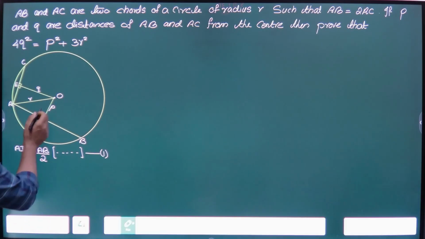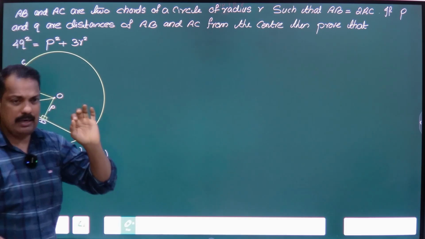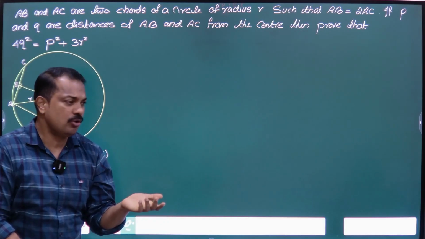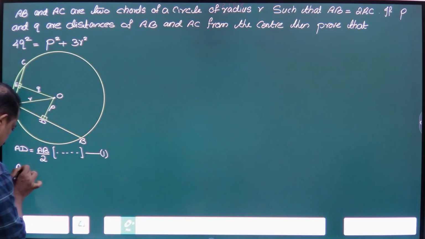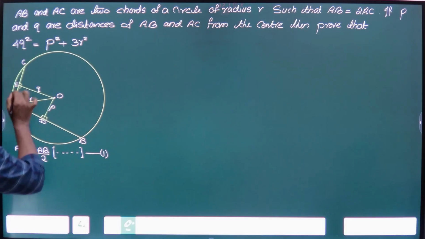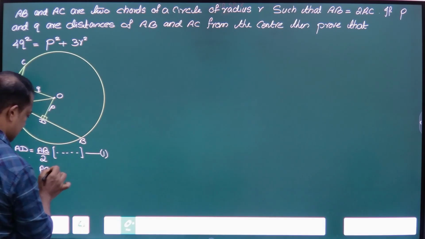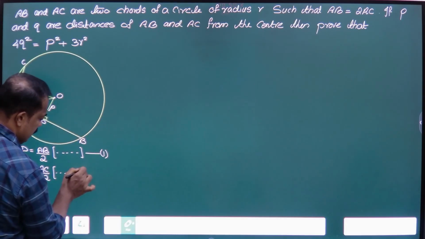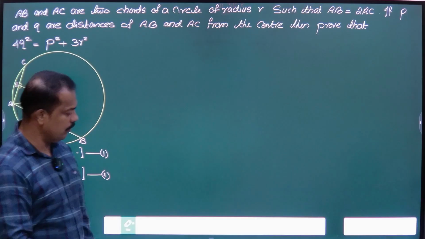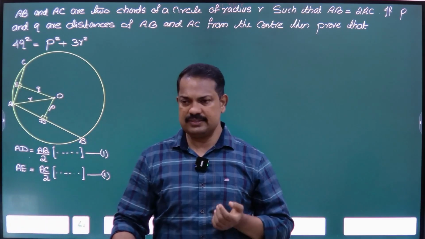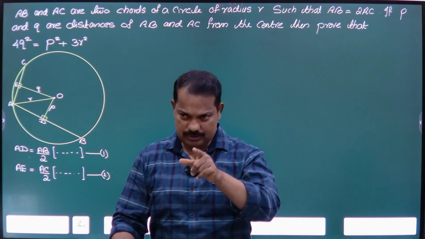Same way again, OE perpendicular to AC. So you can apply the same theorem again: perpendicular from the center to the chord bisects the chord. So we can write AE is equal to AC divided by 2, equation 2. Is it clear? Any doubt? Are the steps clear?